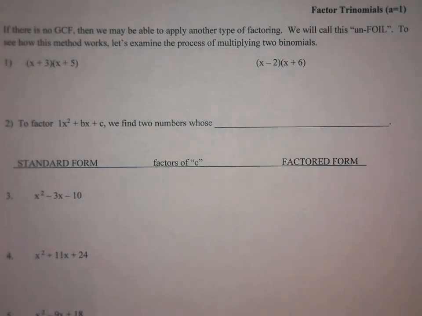We are going to look at factoring trinomials with a equal to 1. If there is no GCF, then we may be able to apply another type of factoring. We call this unfoil. To see how this method works, let's examine the process of multiplying two binomials.